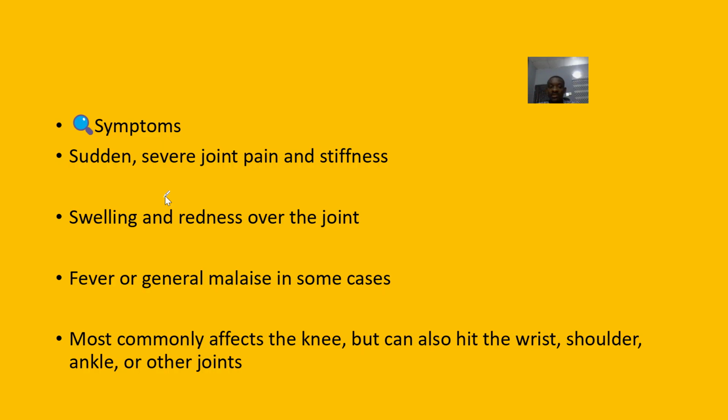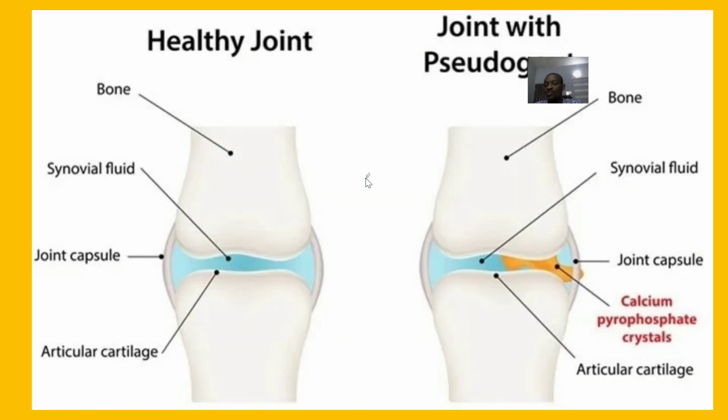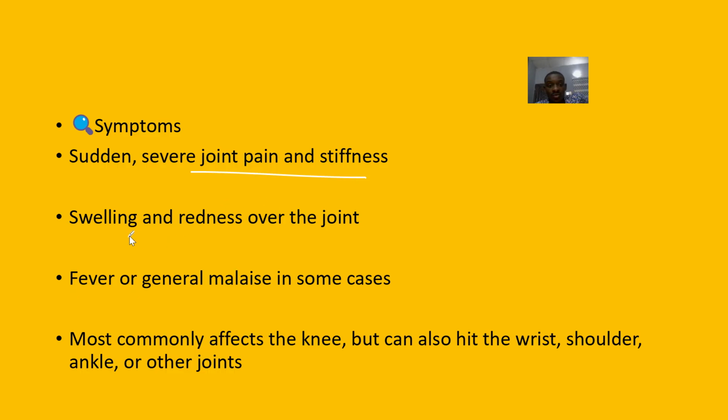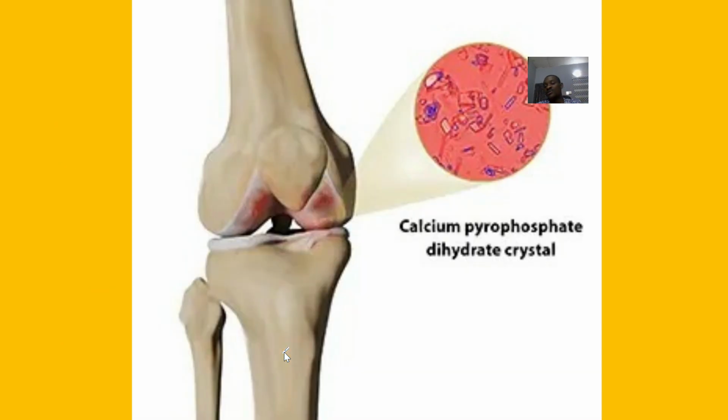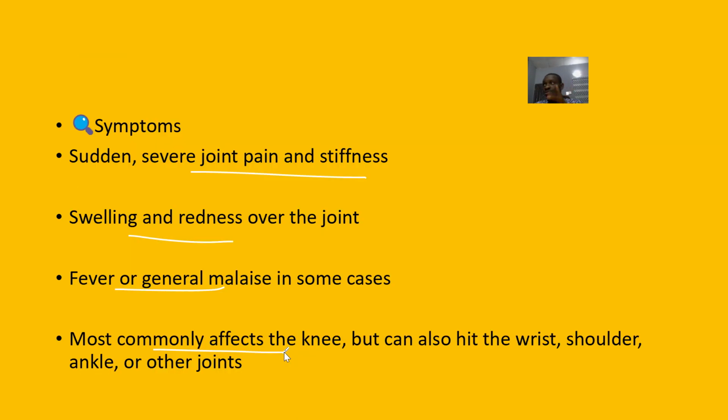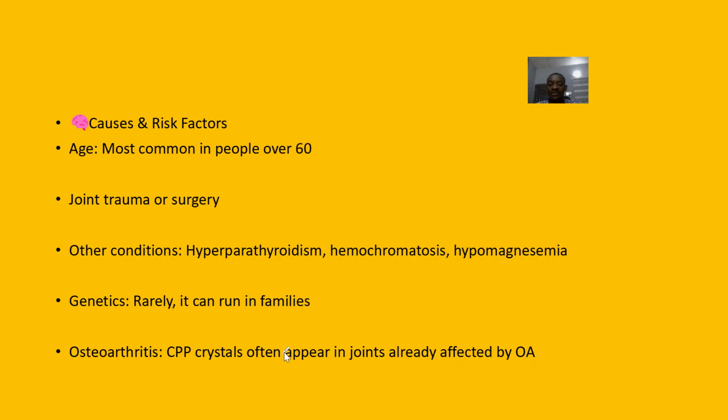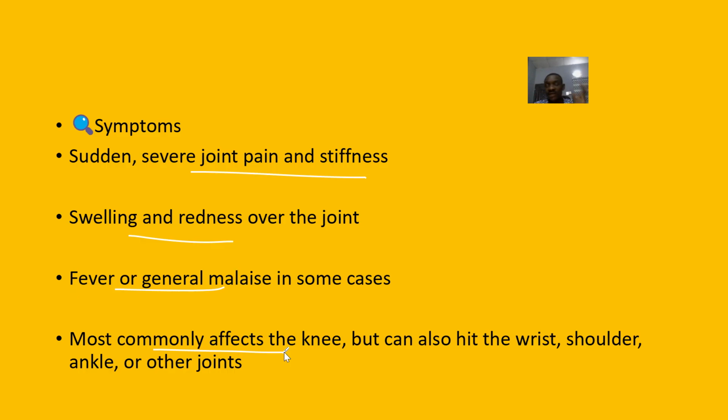Symptoms include severe joint pain and stiffness. The person is not able to use the joint like they used to. There's swelling and redness over the joint, and fever and general malaise in some cases. It most commonly affects the knee, that's why we are always talking about the knee. But just so you don't forget, it can also affect the wrist, the shoulder, the ankle, and other joints.